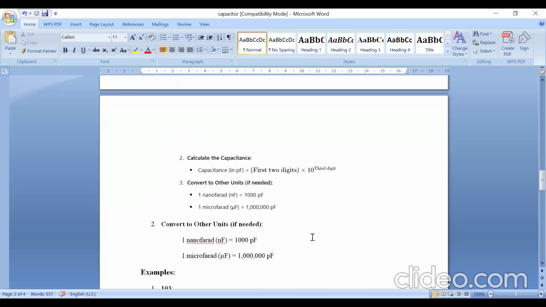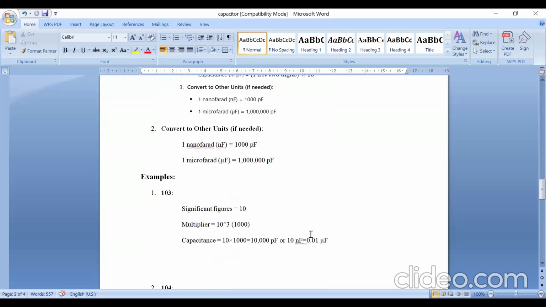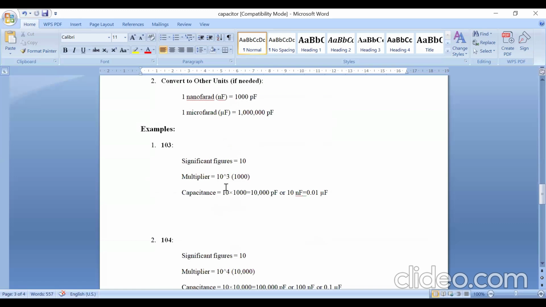Now I'll show you how to get the value of 103. The first two digits are 10, multiplied by 10 to the power 3. 10 to the power 3 is nothing but 1000. So the total value becomes 10 into 1000, which is 10,000 picofarad. Now I'll show you how 10,000 picofarad is converted into microfarad.